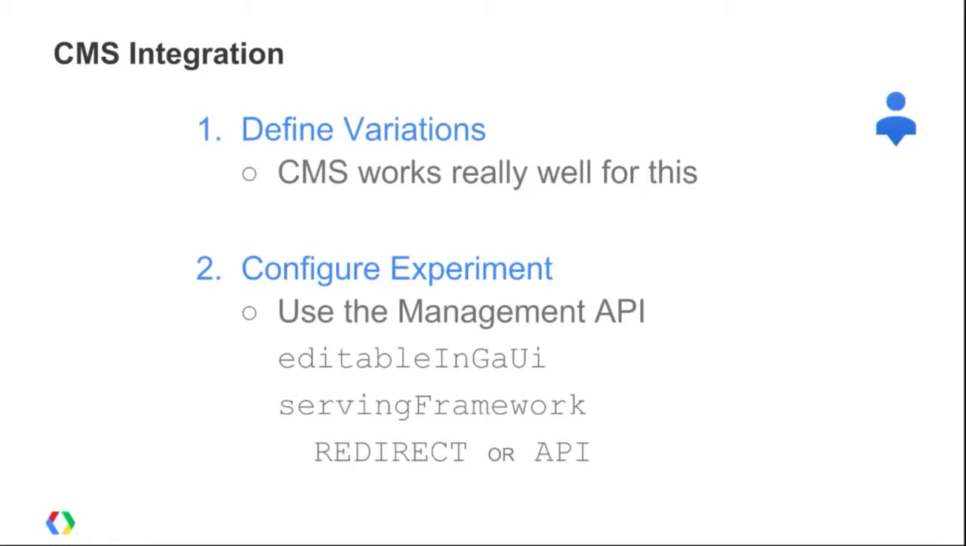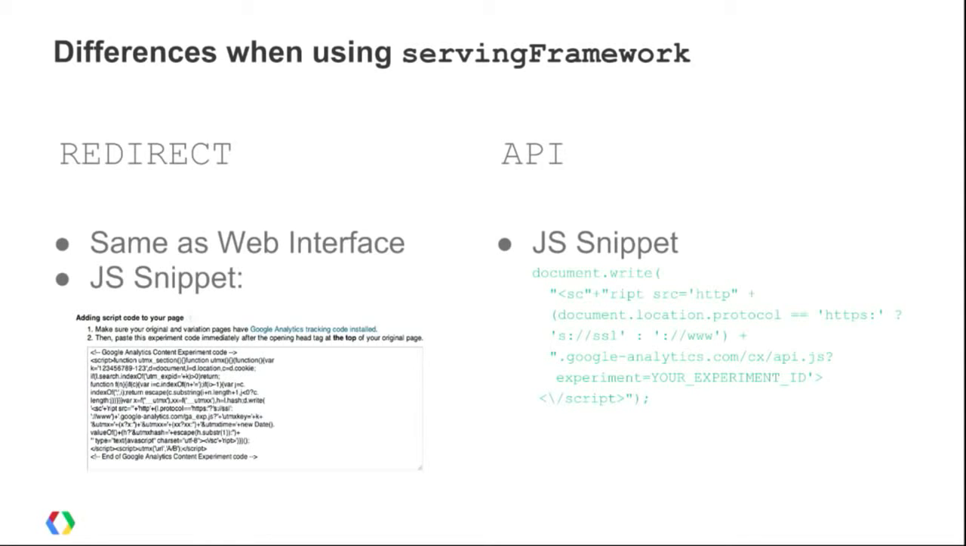Then the other thing you want to make a decision around is the serving framework. I'll get into this in a sec, but it's redirect or API. So what does this actually mean when we talk about the serving framework? When you create it through the API, this is something that you have to set. By default, it'll be redirect if you don't set it. So what does this actually mean? Setting the serving framework to redirect is basically what you would get if you created an experiment through the web interface. This is the standard implementation.